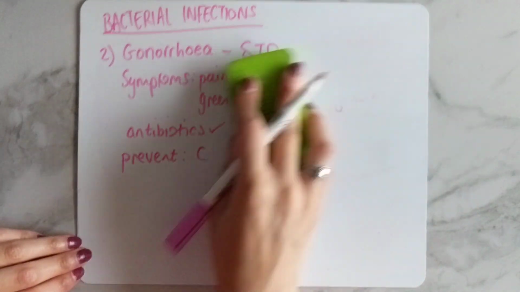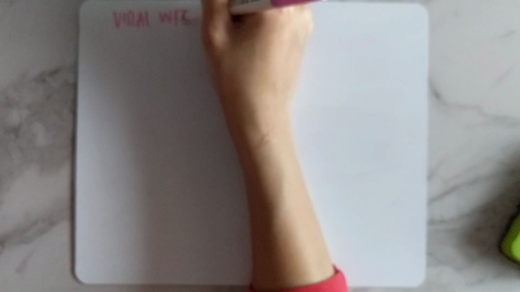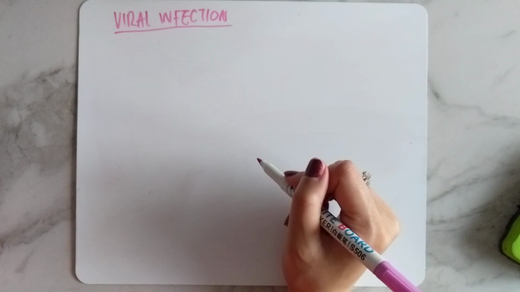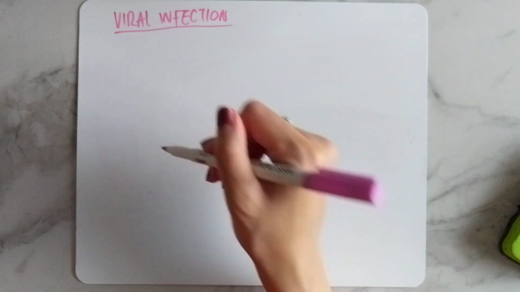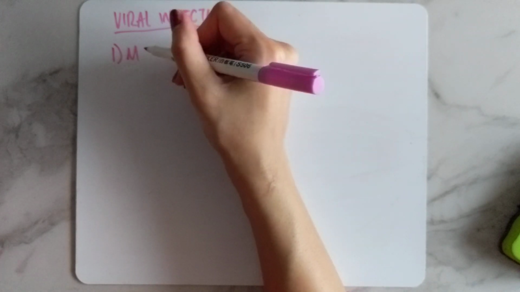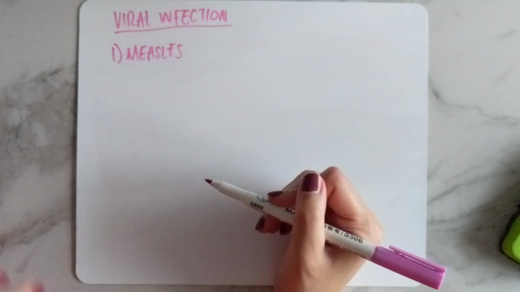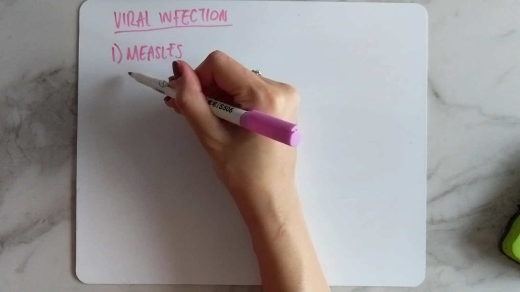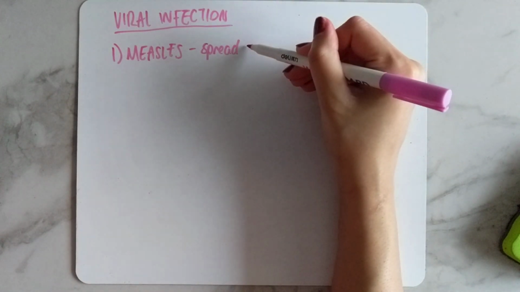Let's go on to viruses. So, viral infection. So remember, viruses are the ones that get inside our healthy cells and use them as a host and replicate rapidly and cause cell damage. So the first one then for viral infections is measles. So measles, these are spread via droplets, so spread via droplets of sneezing or coughing.